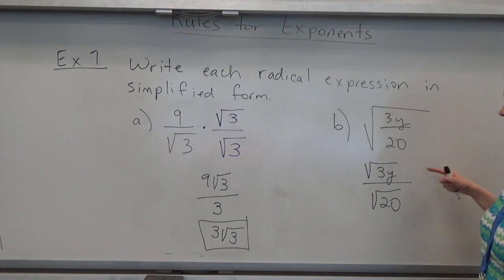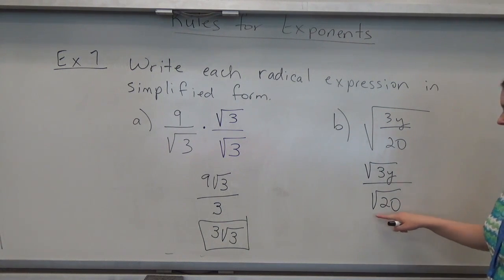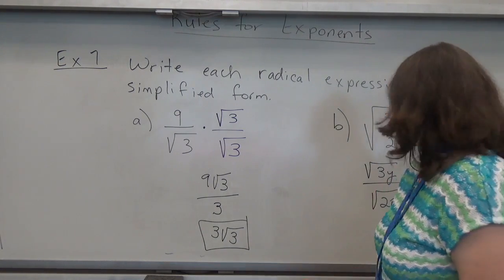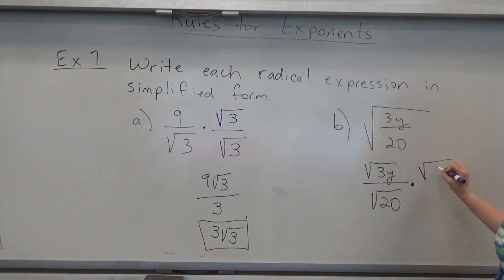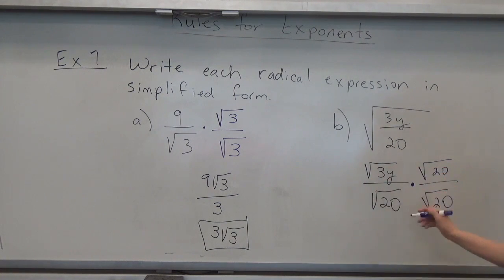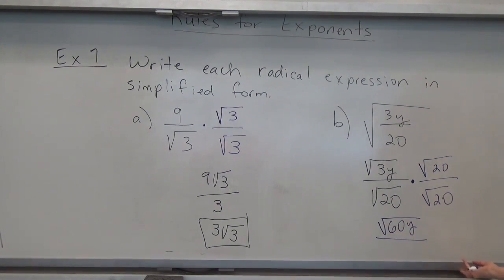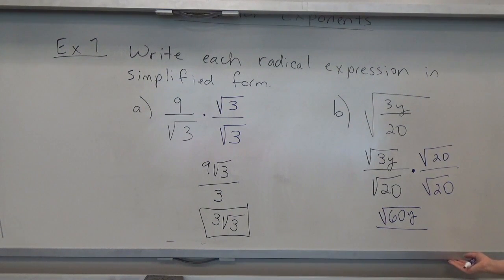So what can I multiply the top and the bottom of my fraction by to eliminate this square root in the denominator? Let's do square root of 20. So we're going to multiply the top by the square root of 20, and multiply the bottom by the square root of 20. Multiplying straight across the top, I can combine these into one radical, giving me the square root of 3 times 20 is 60, so 60y, over the square root of 20 times the square root of 20 is the square root of 20 squared, and my square and my square root cancel each other out. So I've just got 20 in my denominator.